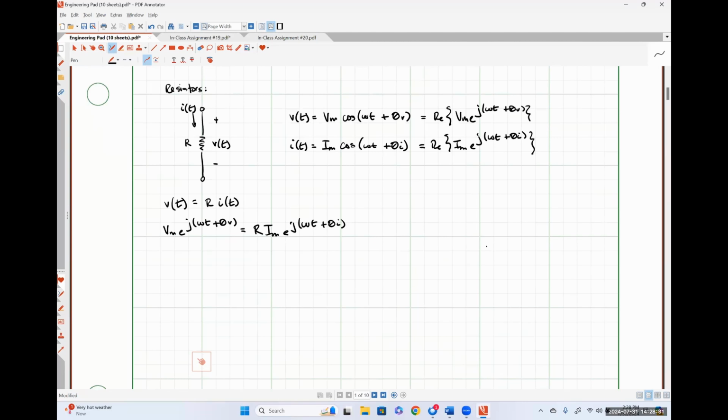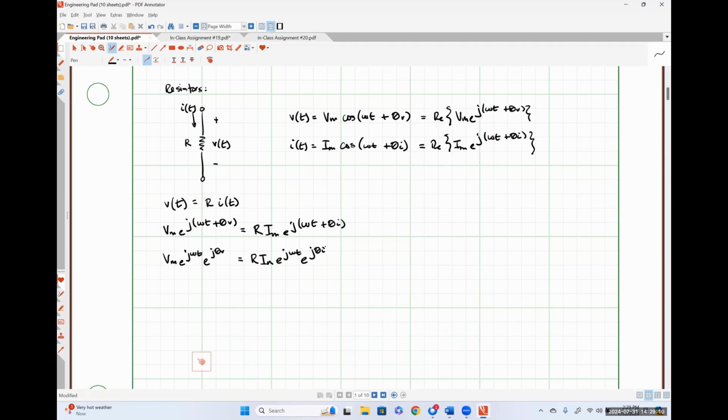So what I'm going to do now is split those exponential functions up, okay? Because I have e to the j of one angle plus another angle, I could write that as Vm e to the j omega t times e to the j theta v. And I can do the exact same thing for the exponential on the right-hand side of the equal sign. So we'd have e to the j omega t times e to the j theta I.